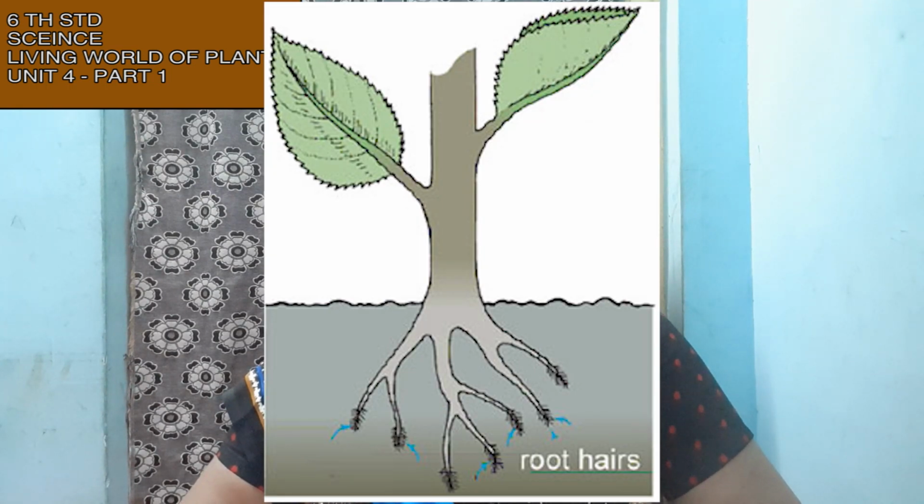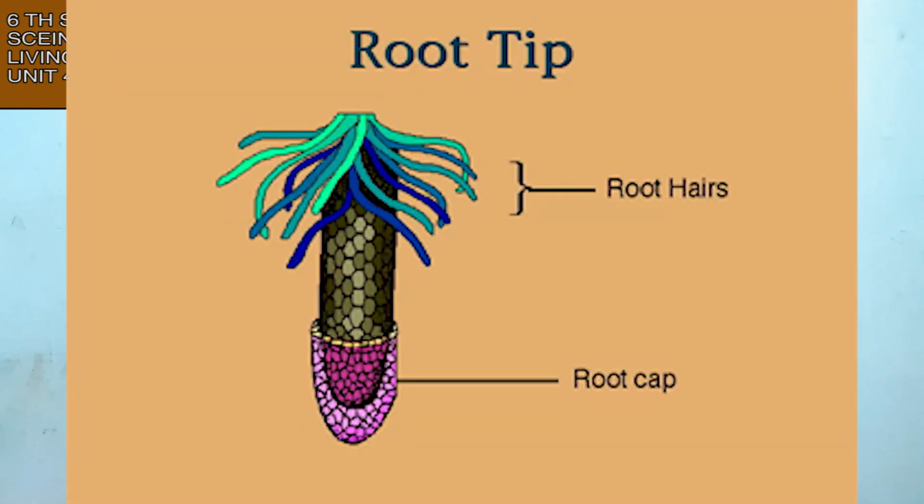The root has a root cap at the tip of the root. Above the root cap, a very minute hair-like structure is there. That also increases the absorbing area. Some extra hair-like outgrowths are there above the root cap. The root cap protects the root tip from damage because it enters between the soil particles.